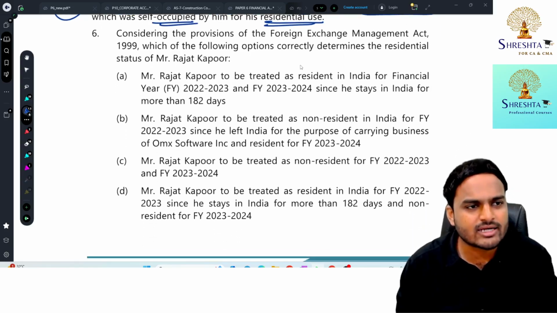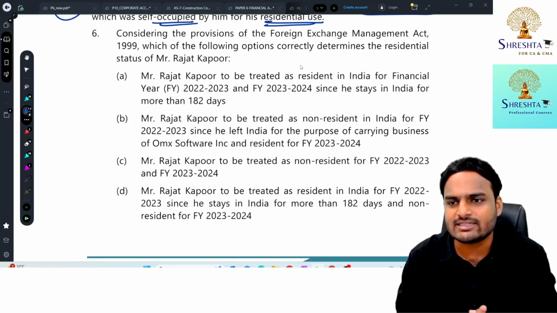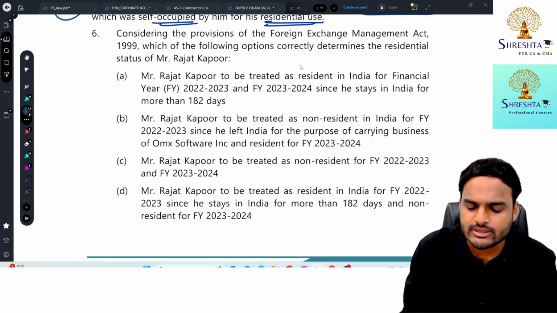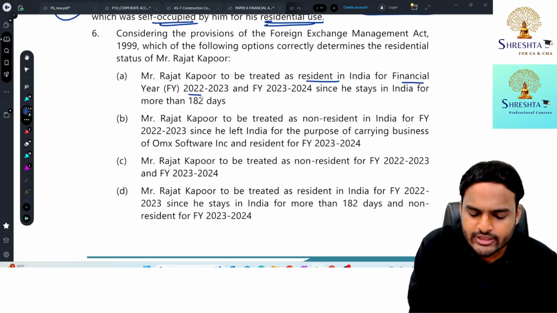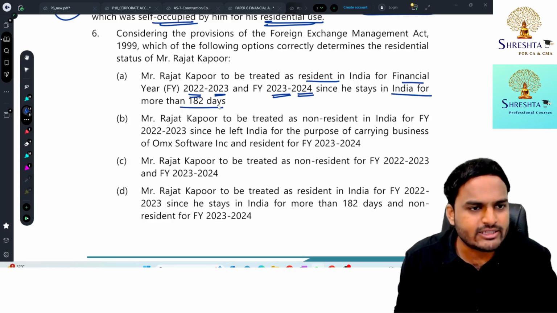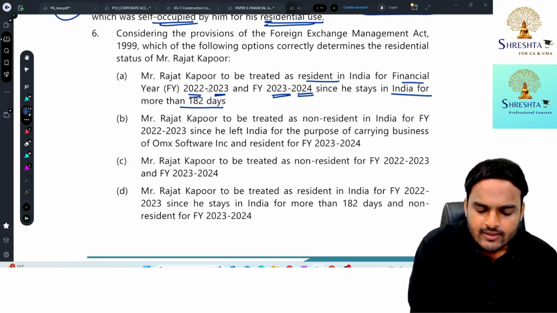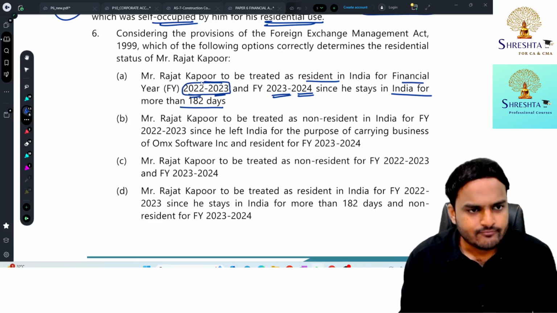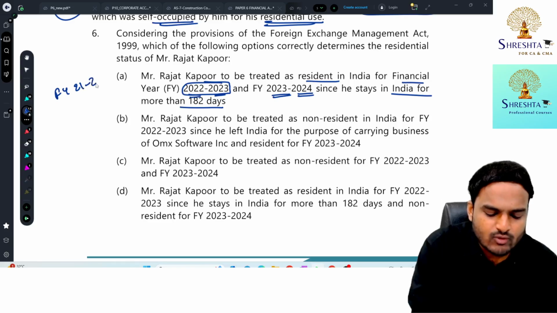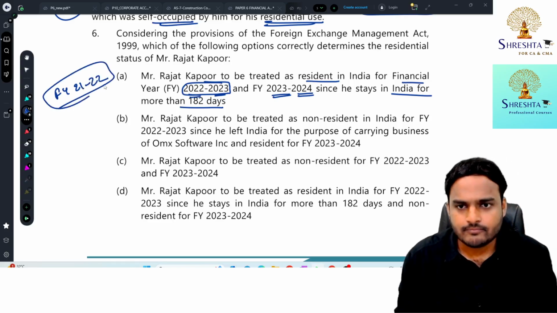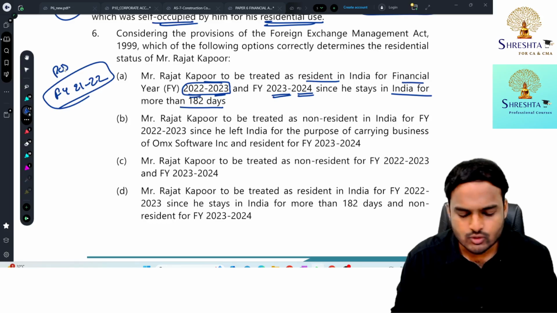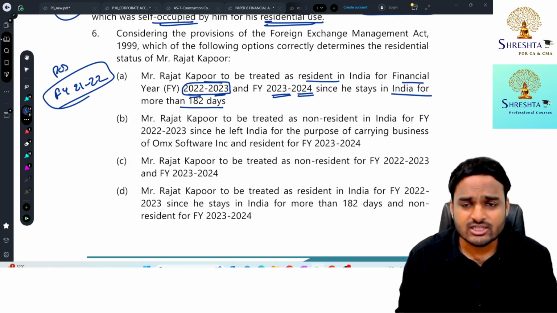Considering the provisions of FEMA Act 1999, which of the following options correctly determines the residential status of Rajat Kapoor? Mr. Rajat Kapoor to be treated as resident in India for financial year 22-23 and 23-24 since he stays in India for more than 182 days. For financial year 22-23, whether he is a resident or non-resident depends on financial year 21-22 and his period of stay in that year. Yes or no?